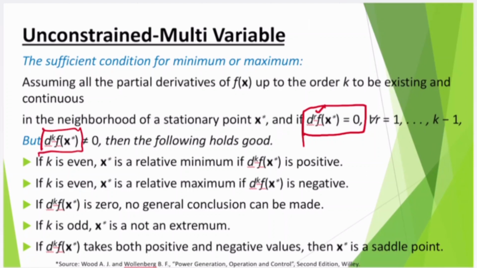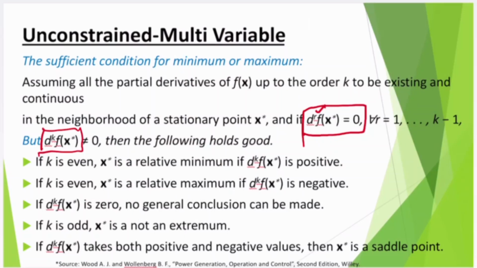So it is the same thing: k needs to be even. If it is positive, it leads to a minimum. If it is negative, it will lead to a maximum. But if dk of f of x equals 0, then you cannot say it is a maximum or minimum. It is something different. Now if k is odd, then x is not an extremum, okay?